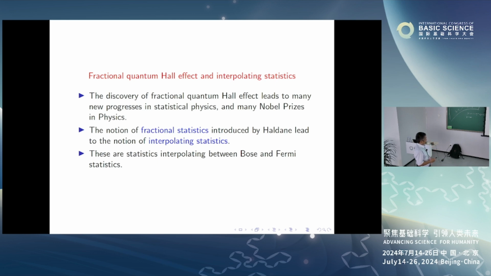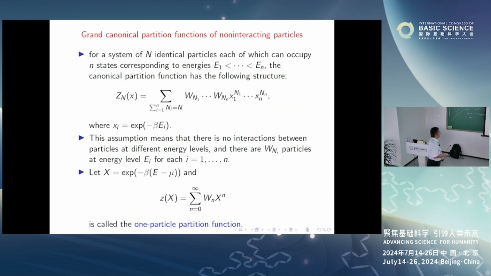So that is the fractional quantum Hall effect and the interpolating statistics. In the 1980s, the discovery of the quantum Hall effect and the fractional quantum Hall effect led to many new advances in statistical physics. And actually, many people won Nobel Prizes in physics on this subject. One of these Nobel winners, Haldane, introduced the notion of fractional statistics. This notion leads to the notion of interpolating statistics. What I mean is statistics that interpolate between Bose-Einstein and Fermi-Dirac statistics. Let me explain what I mean by that.